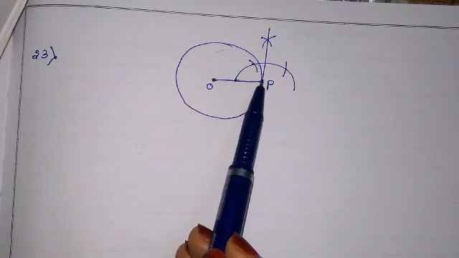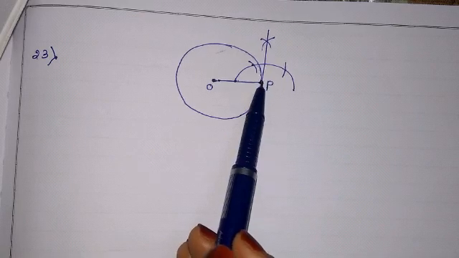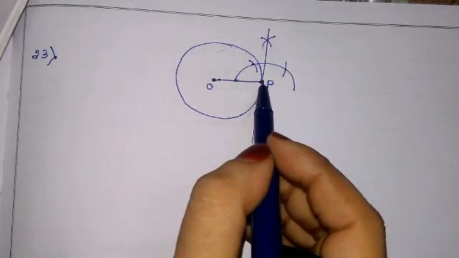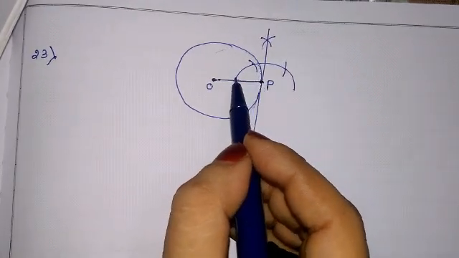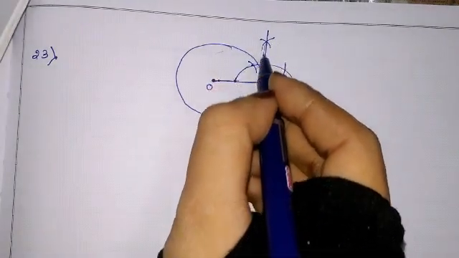Construct a tangent to a circle of radius 4 cm at any point P on the circumference. So a single tangent you have to draw. At that time, just make a 90 degree and draw one line. That is the tangent. This is the tangent.